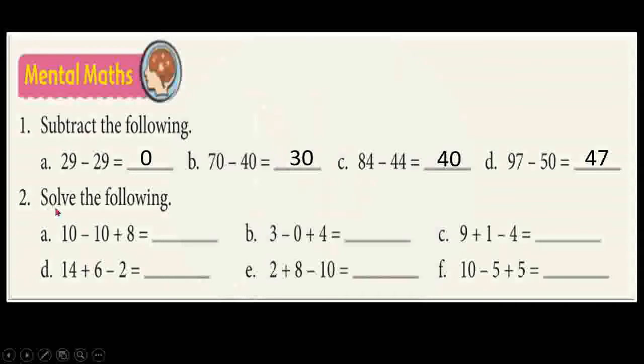Question number 2. Solve the following. A. 10 minus 10 plus 8. 10 minus 10 is 0 and 0 plus 8 is 8. B. 3 minus 0 plus 4 is equal to dash. 3 minus 0 is 3. 3 plus 4 is 7. C. 9 plus 1 minus 4 is equal to dash. 9 plus 1 is 10 and 10 minus 4 is 6.